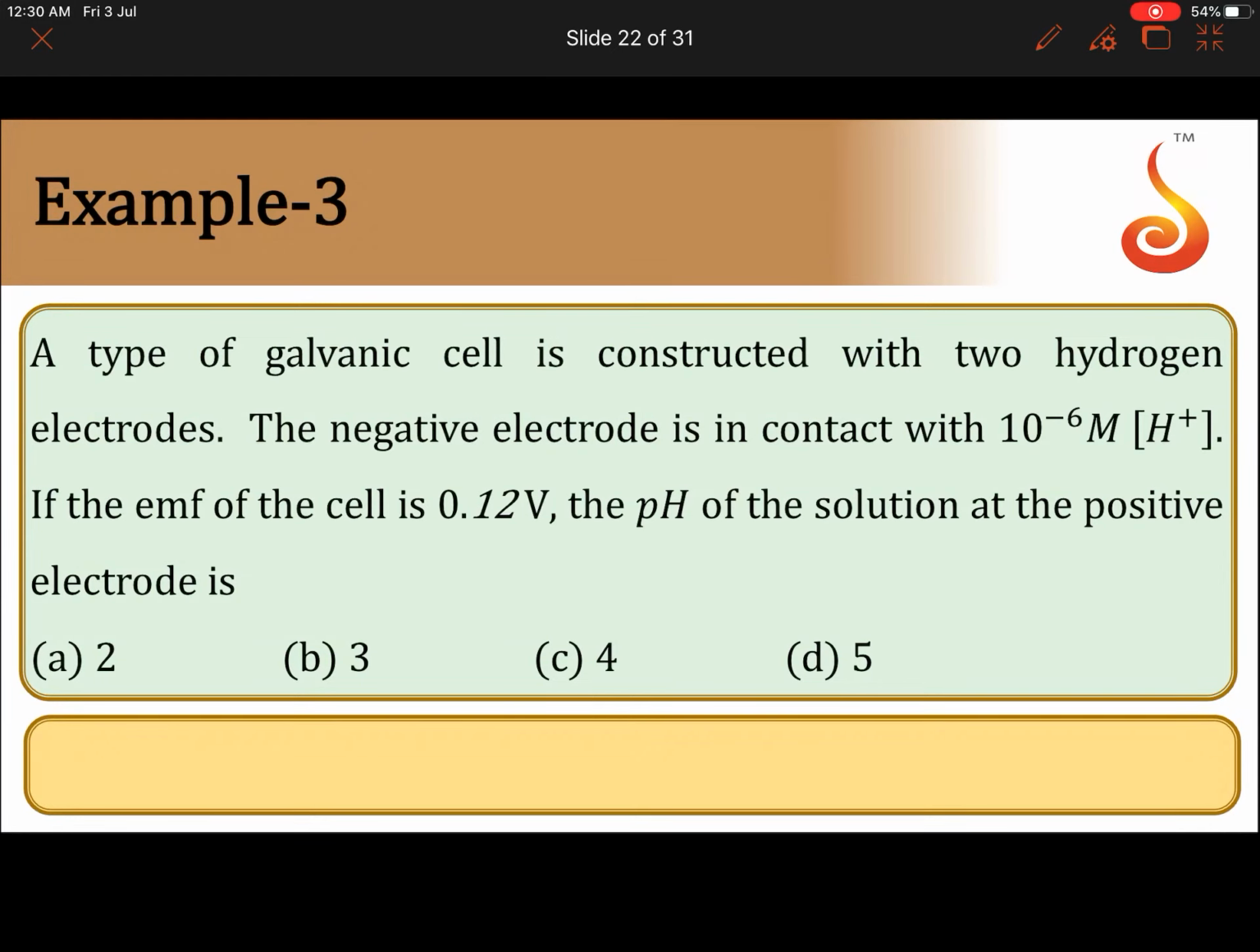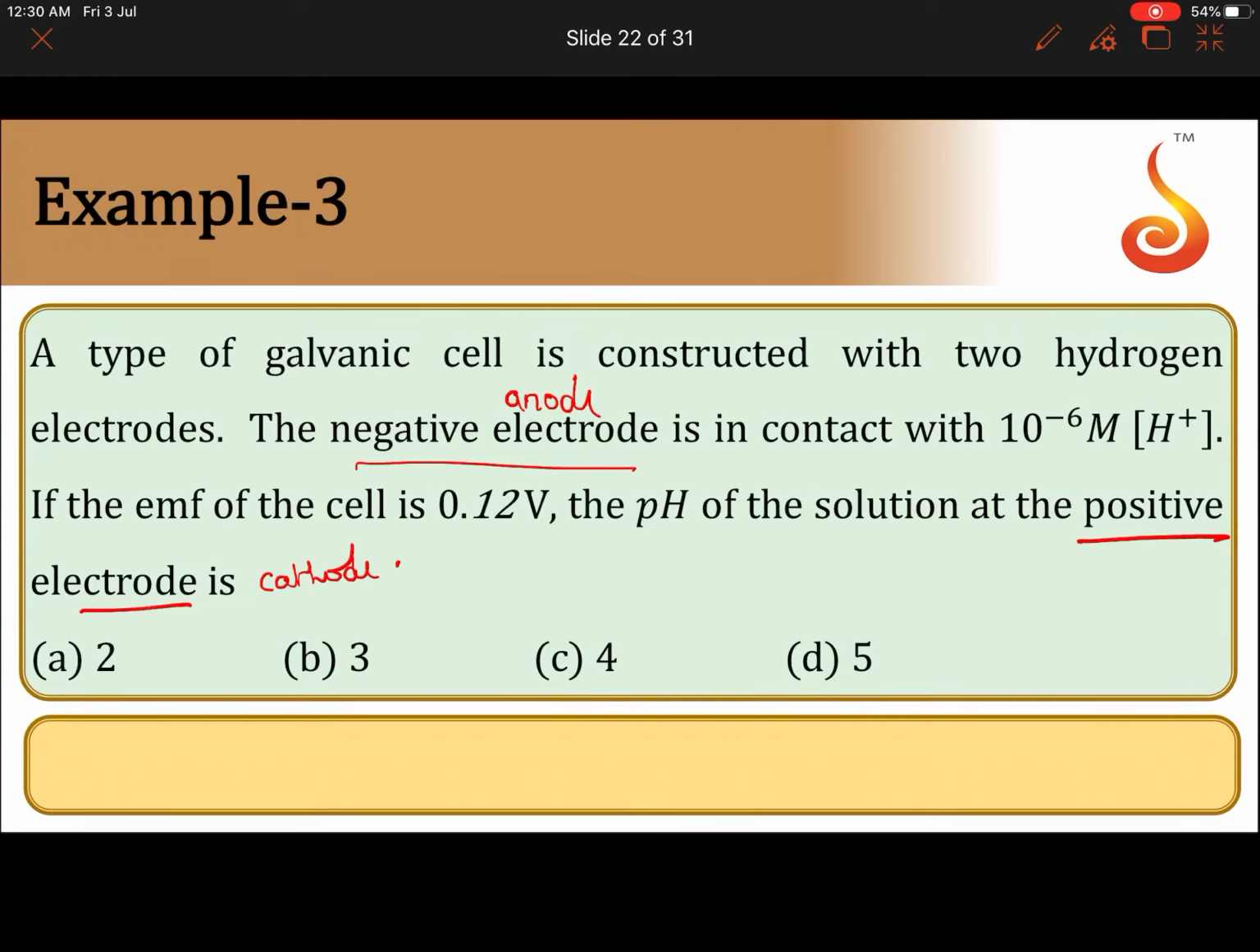A type of galvanic cell is constructed with two hydrogen electrodes. The negative electrode is in contact with 10^-6 molar H+. If the EMF of the cell is 0.12 volt, the pH of the solution at the positive electrode is. Negative electrode is nothing but anode. Asking the pH value for the positive electrode, that is for cathode.